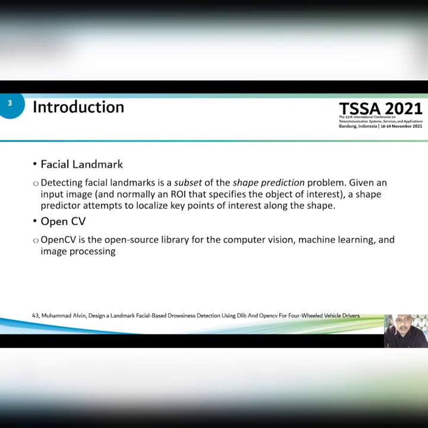Introduction. Facial landmark detection is a subset of the shape prediction problem. Given an input image and an ROI that specifies the object of interest, the shape predictor attempts to localize key points of interest along the shape. OpenCV is an open source library for computer vision, machine learning, and image processing.